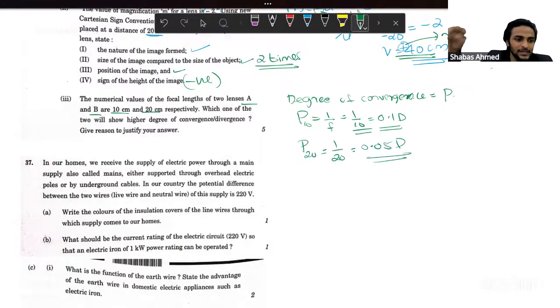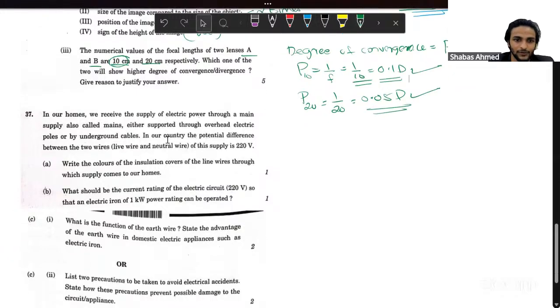As the power is small, okay, as the power is more, the converging capacity is increasing. So we can say here, the converging capacity is more for the lens A. This is the reason. The degree of convergence depends upon the power. As the power increases, the degree of convergence also increases. So here the power is more for the lens A. Therefore, it has more converging capacity.